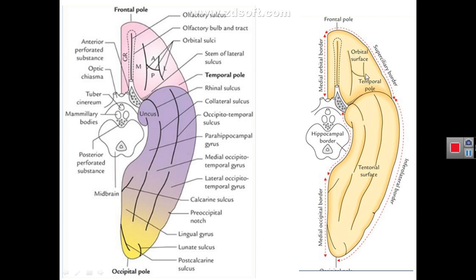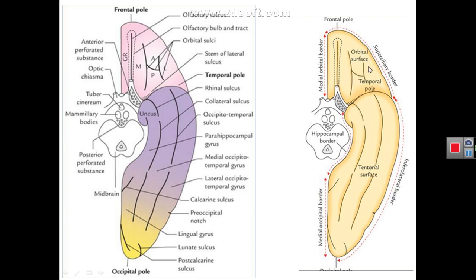So now we will describe the sulci and gyri on the inferior orbital surface. Just lateral to the inferior-medial border, which is sometimes called the medial orbital border, is a sulcus called the olfactory sulcus because it contains the olfactory bulb and olfactory tract. Here the olfactory tract divides into medial stria and lateral stria that surround the anterior perforated substance lying lateral to the optic tract. The gyrus between the olfactory sulcus and the medial orbital border is called the gyrus rectus.